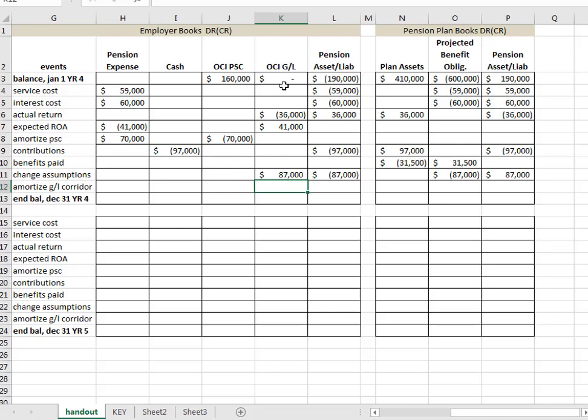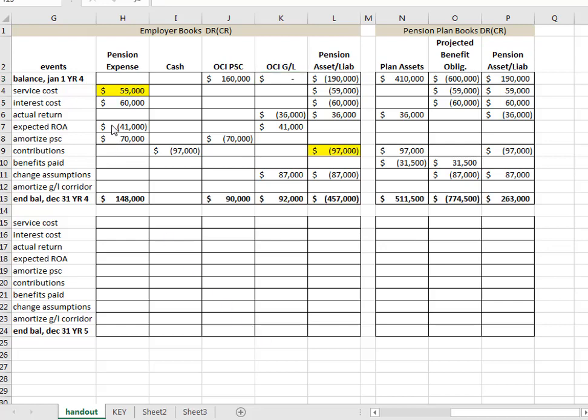All right, so there is not going to be any amortization of gain or loss corridor because the beginning is 0. And so the beginning can't possibly be bigger than 10% of the assets or obligations because it's 0. So there's no need to even do that calculation. All right, so now I'm going to do the math and see if it all works out.